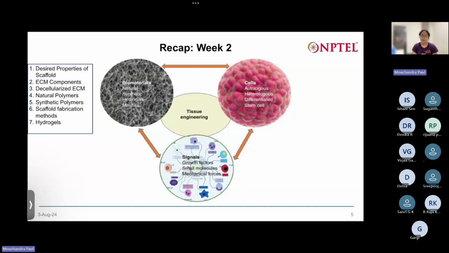Depending on what tissue you're targeting, the properties of the scaffold might change. Some unique properties you will have to add. If you're targeting neural tissue engineering, then conductive properties have to be added. If you're targeting corneal tissue engineering, then we are looking for optical transparency. So depending on what tissue you're targeting, you will choose how to make your scaffold.